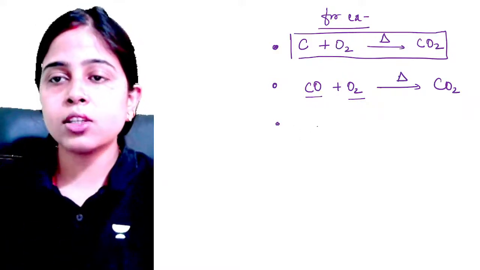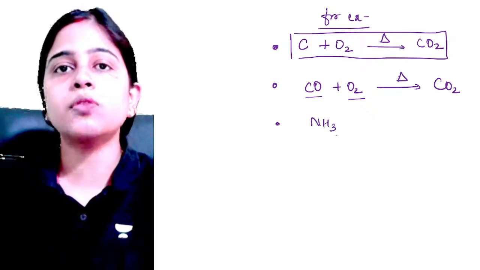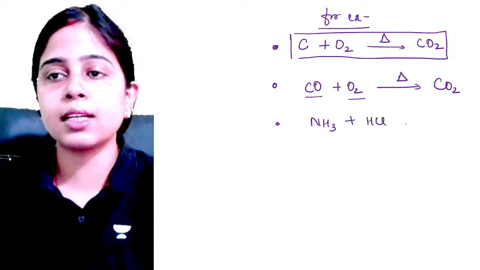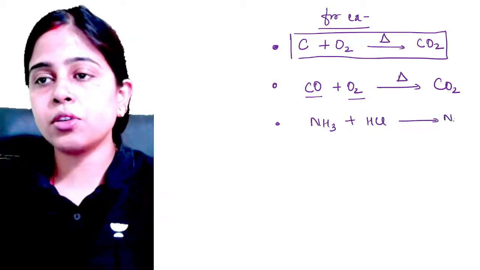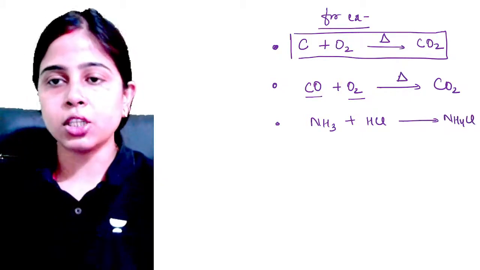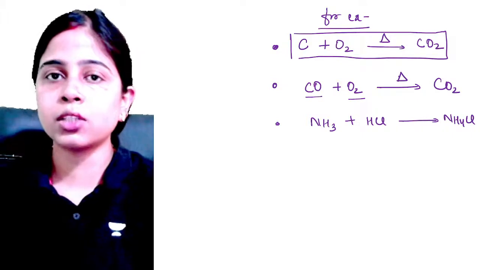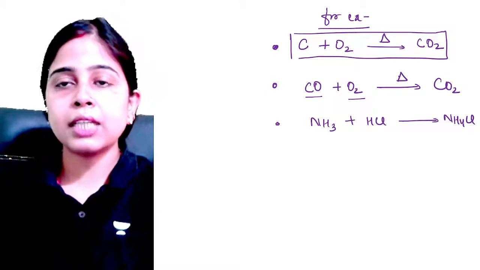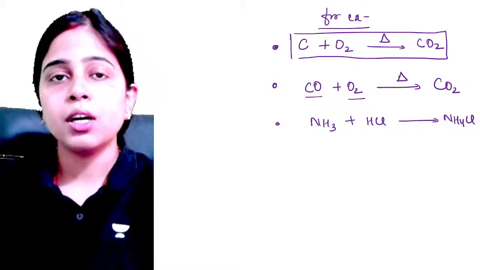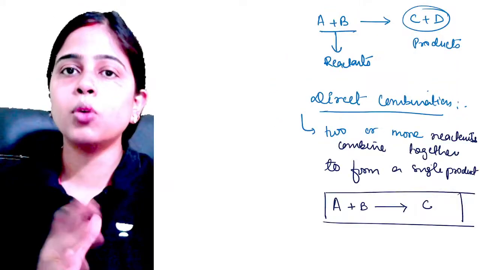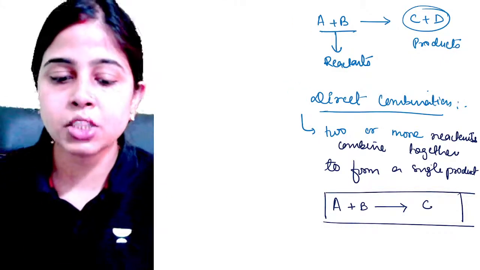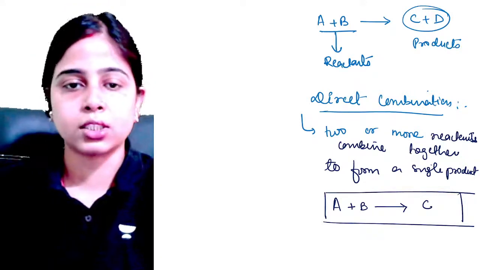Okay? Third is when two compounds combine together to form a single product. So here in this case, ammonia combines with, let's say, HCl to produce your NH4Cl. So this is the case of combination reaction where your two compounds are combining together to give a compound as a product. Clear? So these are the different examples of combination reactions. So I hope it is clear to all of you where two or more substances combine together to form a single product, that is known as your direct combination, synthesis or only combination reaction.